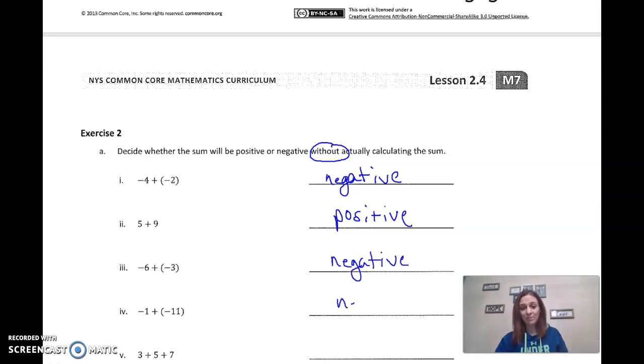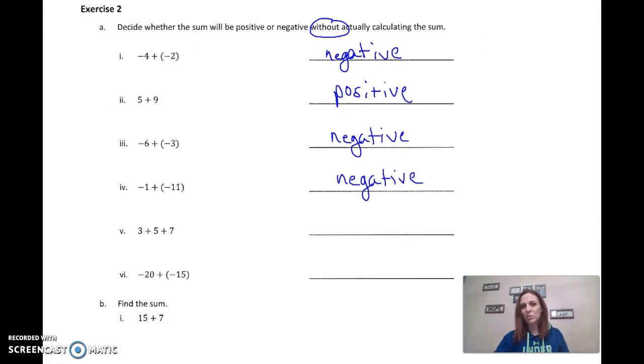-1 plus -11. Negative. Ooh, what about 3 digits? Do we change the rules for 3 digits? If I add 3 and 5 and 7, no. We're still going to be on the positive side of the number line. Okay. How about -20 plus -15? Negative.